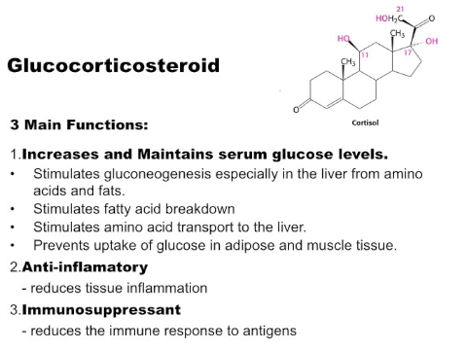They increase and maintain serum glucose levels by stimulating gluconeogenesis, especially in the liver from amino acids and from fats. They also stimulate fatty acid breakdown, and they stimulate amino acid transport to the liver. They also prevent the uptake of glucose in adipose and in muscle tissue.